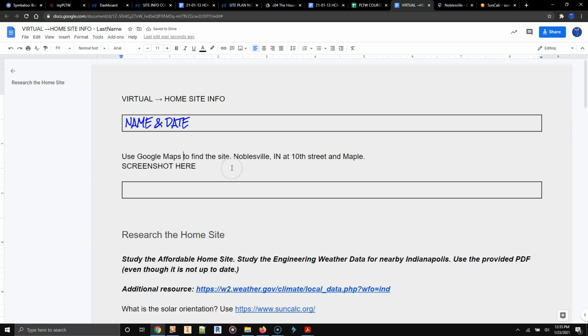All right. First thing you're going to do on this is go to the Google machine, go to Google Maps, and look for Noblesville, Indiana. We're specifically looking for 10th Street and Maple, and you're going to put a screenshot in this box here. So let's go take a look at that.